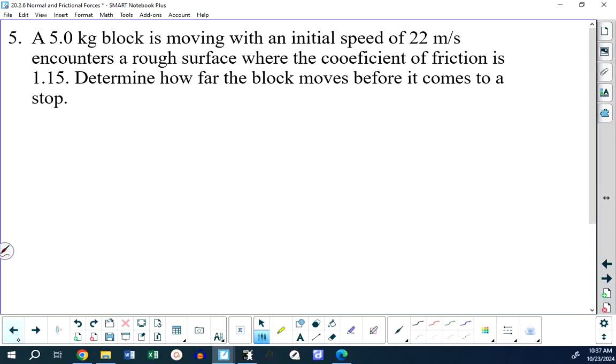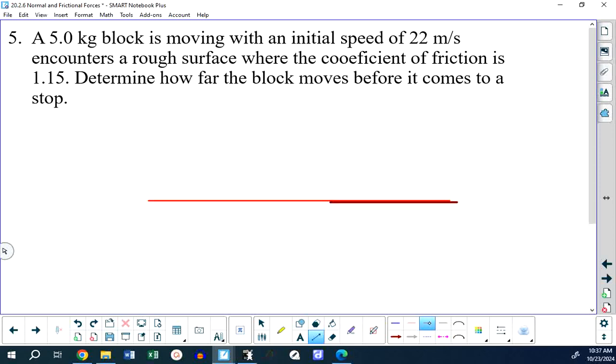And the last question. A 5 kilogram block is moving with an initial speed of 22 meters per second. It encounters a rough surface where the coefficient of friction is 1.15. How far does it take for the block to stop? So what we're dealing with here is a smooth surface and then a rough surface.